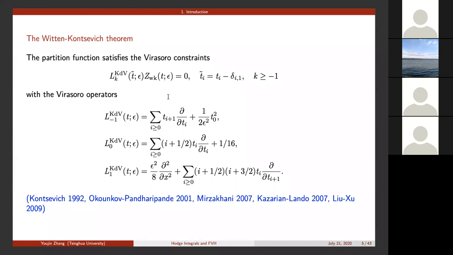So Witten also conjectured that this partition function of the 2D topological gravity satisfies the so-called Virasoro constraints. So this is the well-known result.